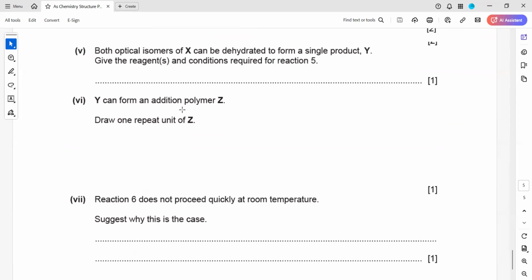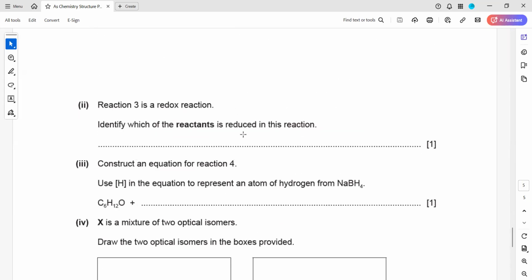Both optical isomers of X can be dehydrated to form a single product. For a dehydration, the normal reagent is concentrated phosphoric acid, or sulfuric acid can be used, but remember concentrated phosphoric acid, H3PO4, as a dehydrating agent, because it will work in all conditions. Then Y can form an addition polymer Z; draw the repeat unit of Z.